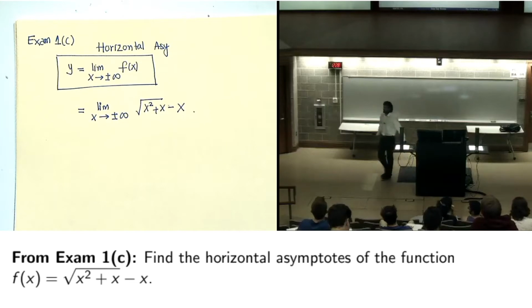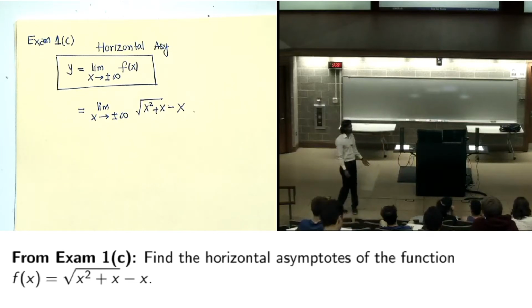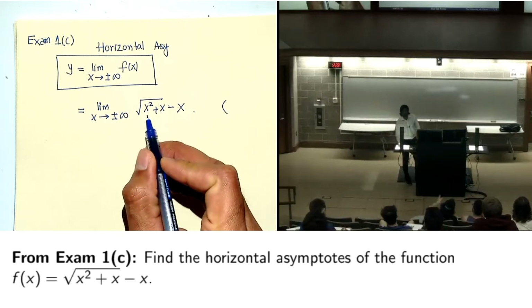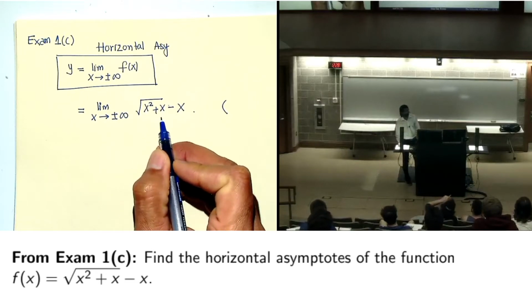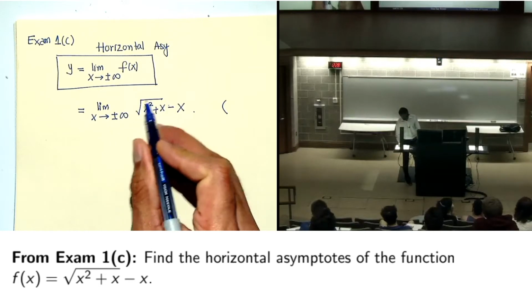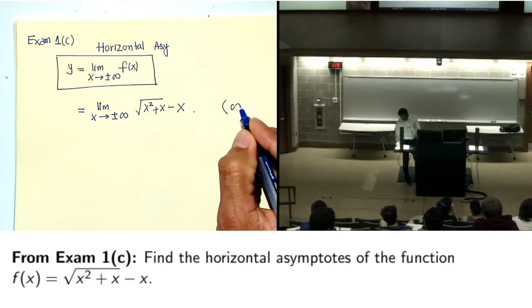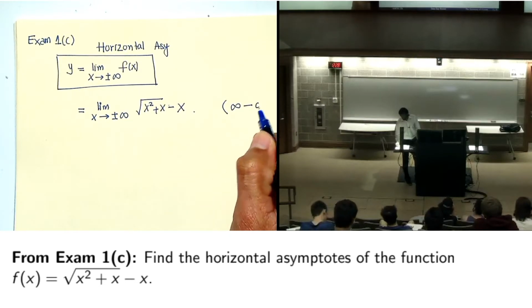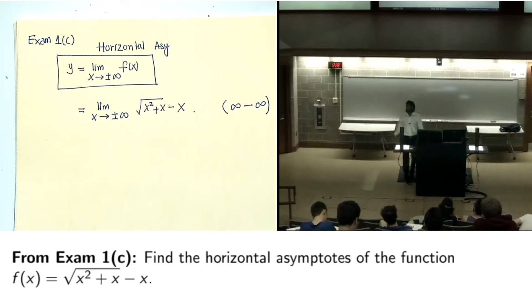One thing I can do is just plug infinity into the function and see what happens. If I plug in positive infinity, infinity squared is infinity, plus infinity is again infinity, and the square root of infinity is again infinity. So this whole term is infinity, then minus infinity. But we don't know which infinity is bigger and which is smaller, so we wouldn't be able to get a number.